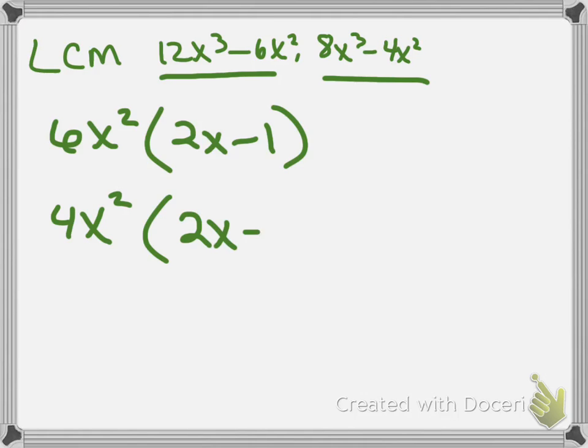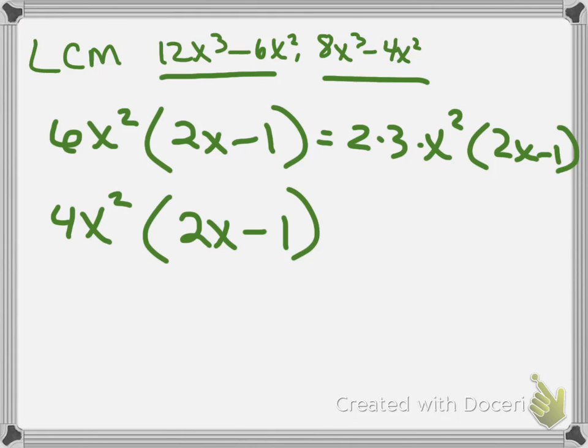2x minus 1. Okay, now we're going to compare. Our 6, we're going to have to break this down even more. 6 is 2 times 3 times x squared times 2x minus 1. Does that make sense? 4 is 2 squared, x squared, 2x minus 1.